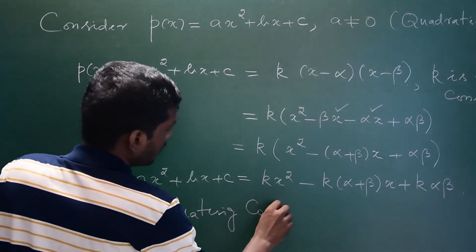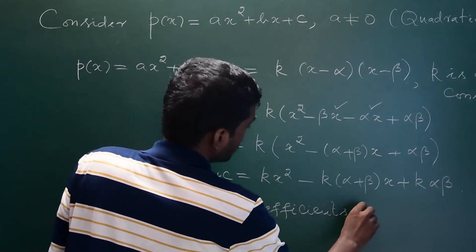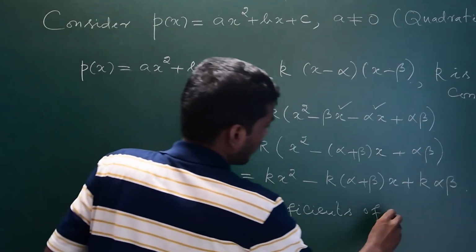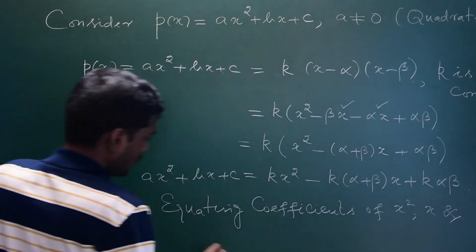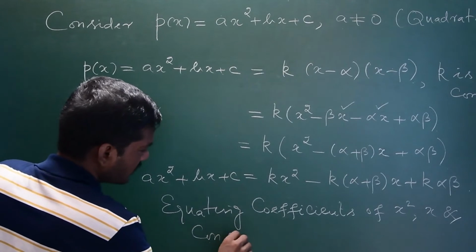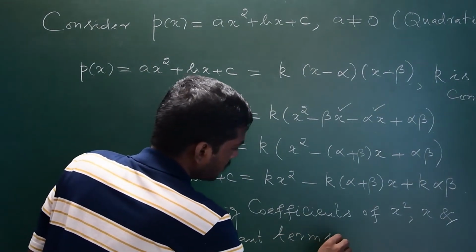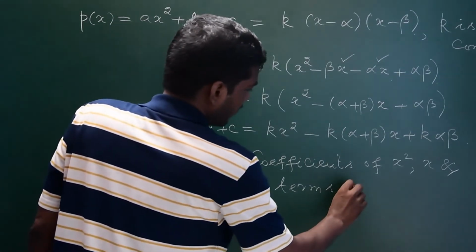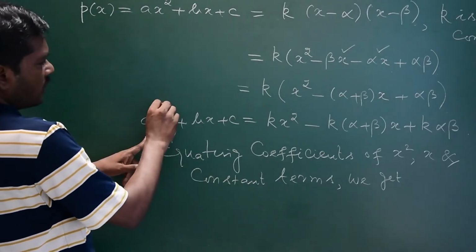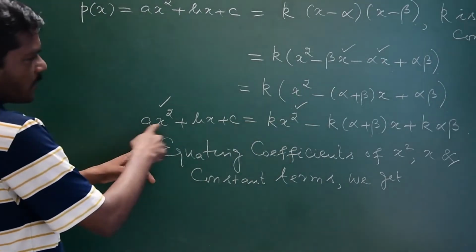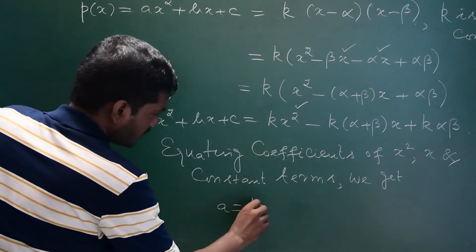Now what we do is, we equate the coefficients of x square, x and constant terms. Let us see what we get. When you equate the coefficient of x square, a must coincide with k.